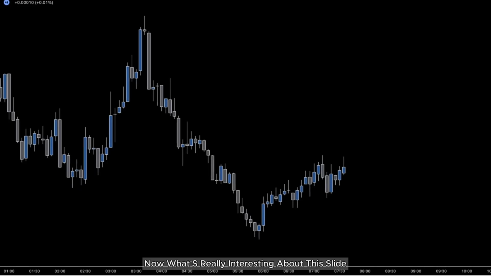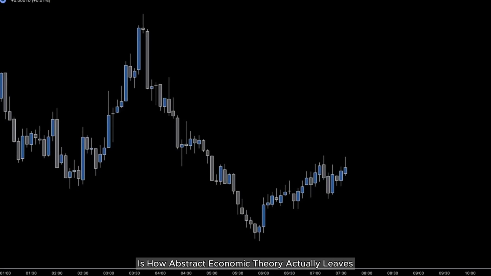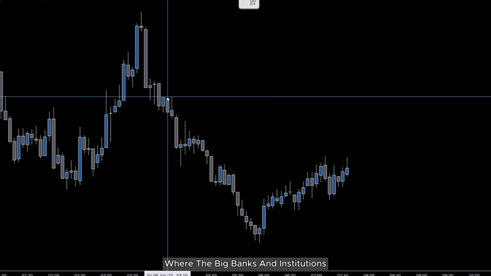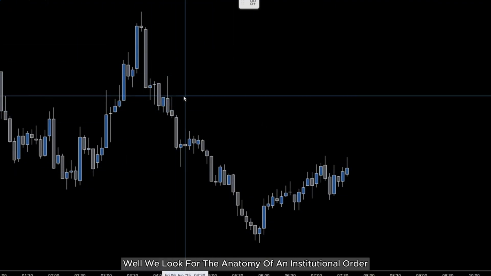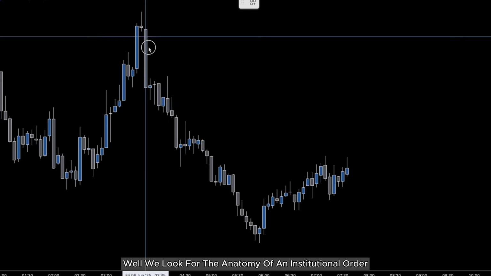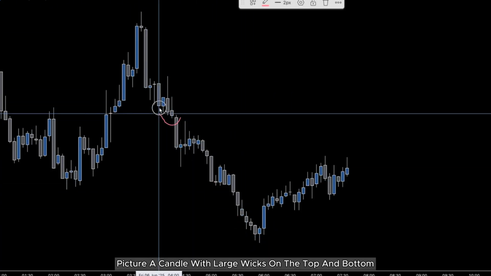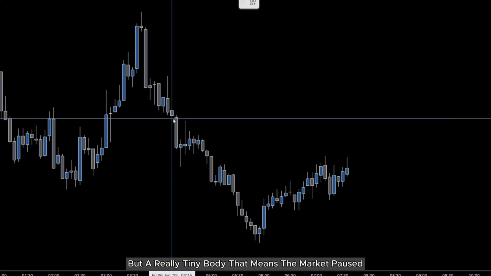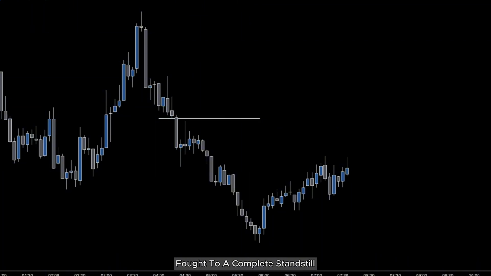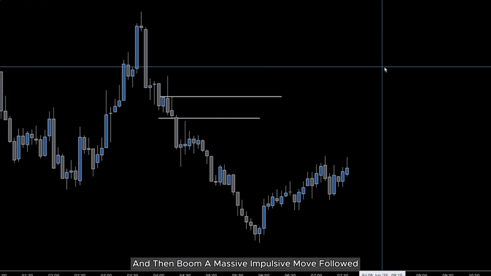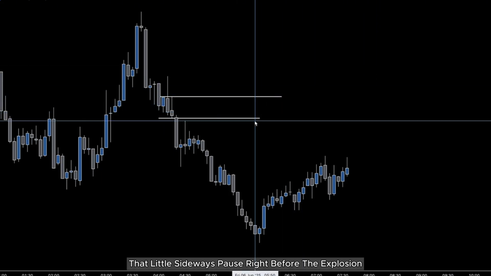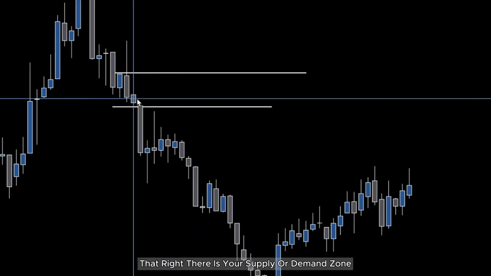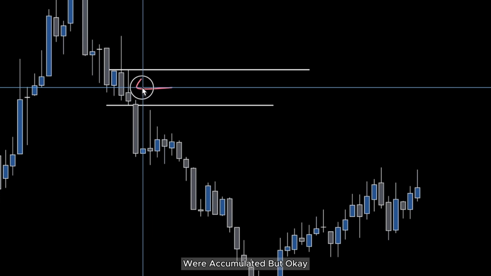Now, what's really interesting about this slide is how abstract economic theory actually leaves visual footprints on our charts. Like, how do we spot exactly where the big banks and institutions left their massive orders? Well, we look for the anatomy of an institutional order, what we call an indecision candle. Picture a candle with large wicks on the top and bottom, but a really tiny body. That means the market paused, buyers and sellers basically fought to a complete standstill, and then, boom, a massive impulsive move followed. That little sideways pause right before the explosion, that right there is your supply or demand zone. That's exactly where those massive orders were accumulated.